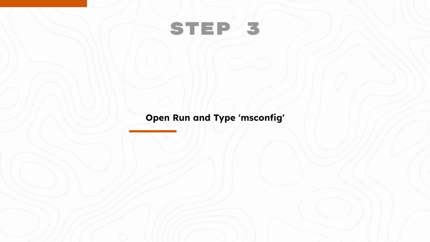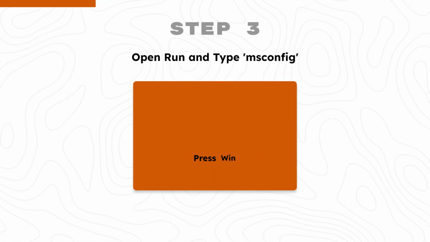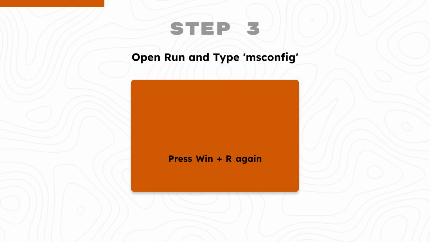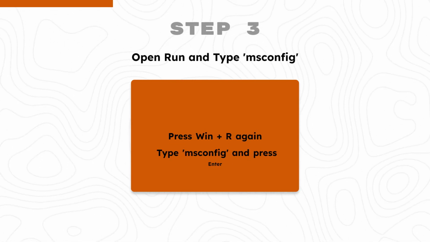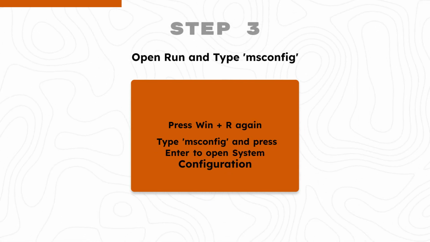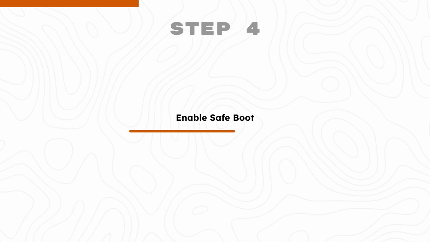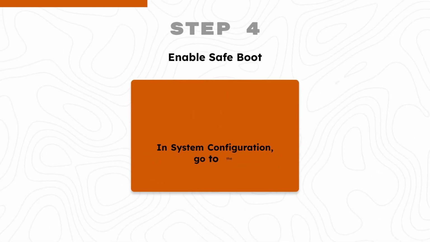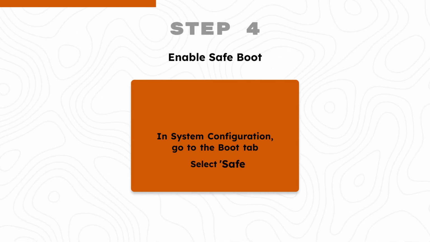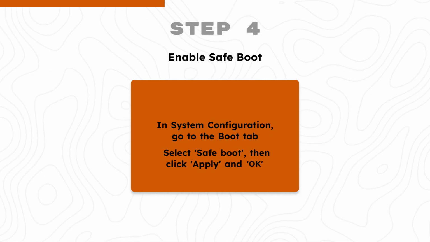Open Run and type msconfig. Press Win plus R again. Type msconfig and press Enter to open system configuration. Enable Safe Boot. In System Configuration, go to the Boot tab. Select Safe Boot, then click Apply and OK.